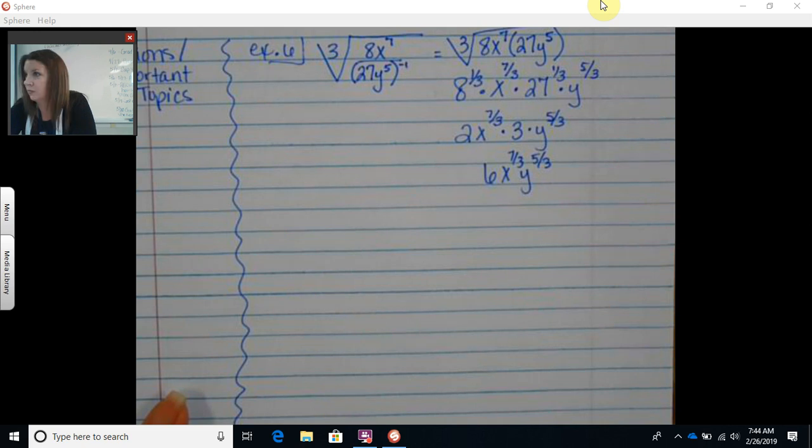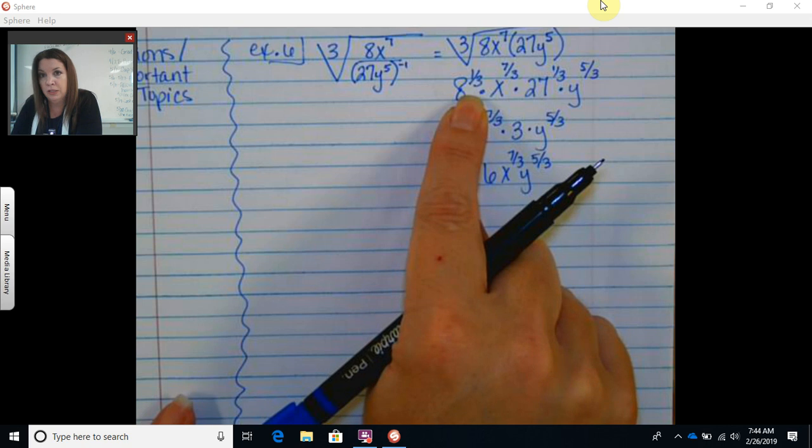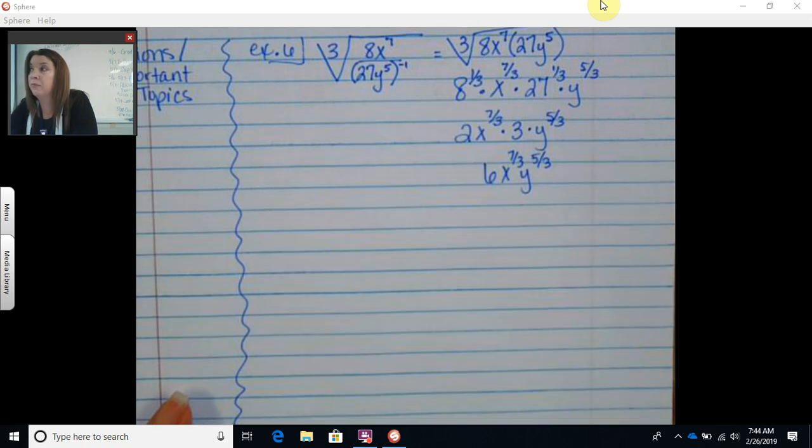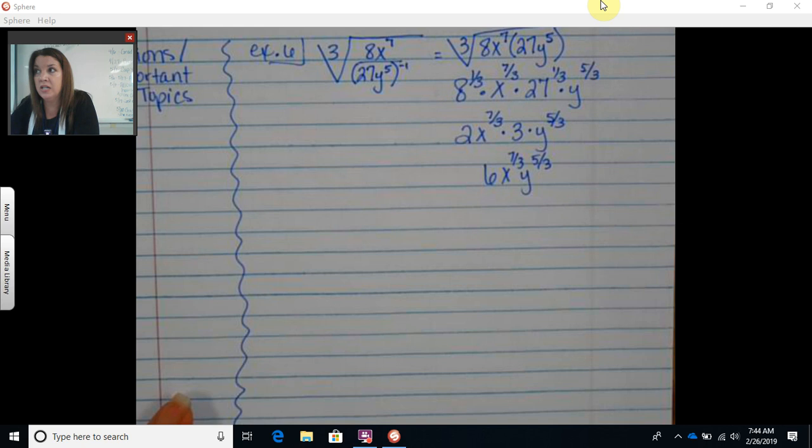So the 1/3 fraction meant like to cube root it? Yes, because think about it. If we converted that back to a radical, that would mean the cubed root of 8 to the 1st, right? Which is basically the cubed root of 8. So cubed root of 8 is 2. So when you see something raised to the 1/2 power, what are you doing to it? Square root, right? Something raised to the 1/4 power, 4th root.